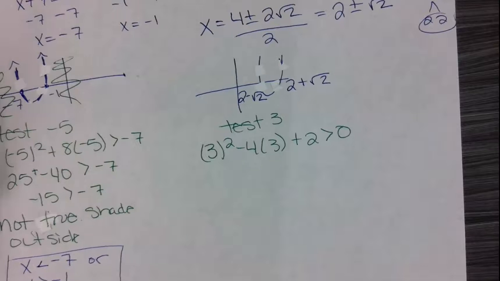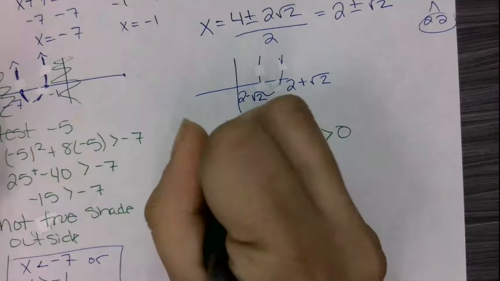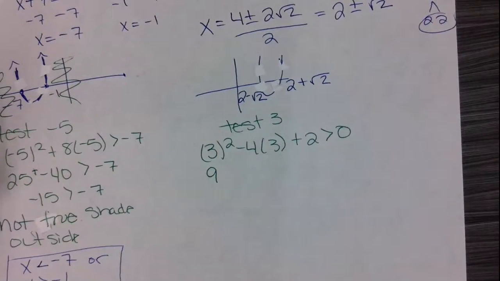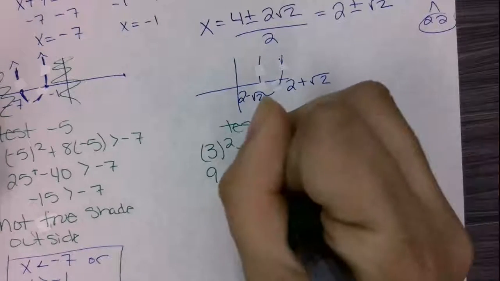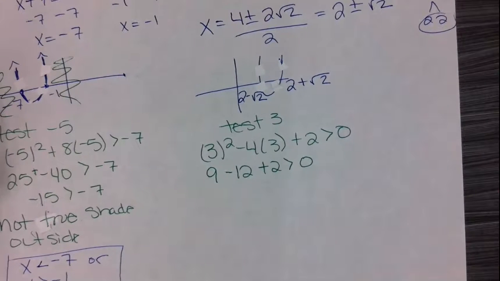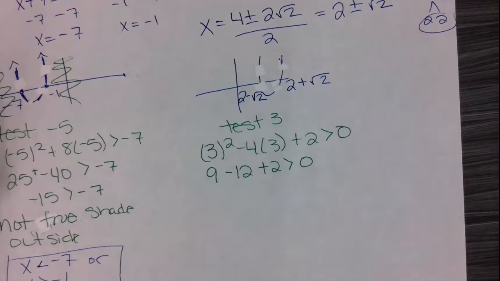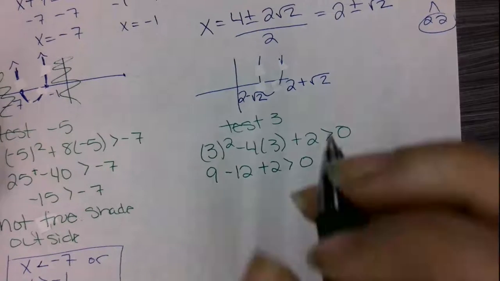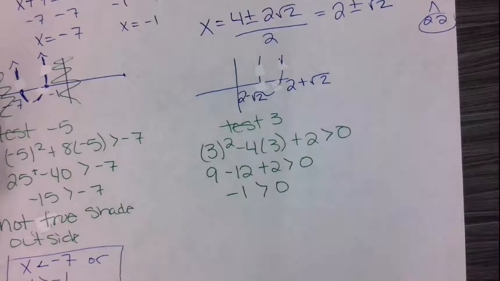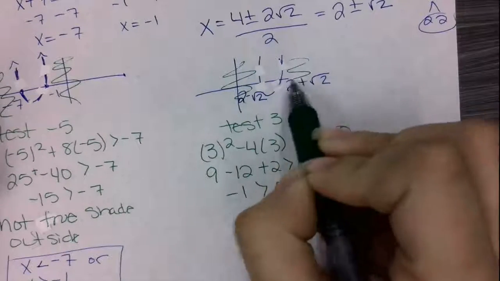Okay, so 3 squared is 9. Negative 4 times 3 is negative 12, plus 2. This part is negative 10 plus the 9. Negative 1. Is negative 1 greater than 0? No. So I get shaded outside.